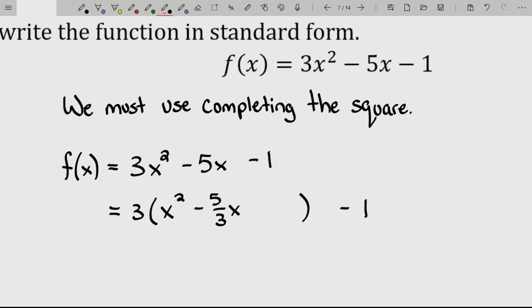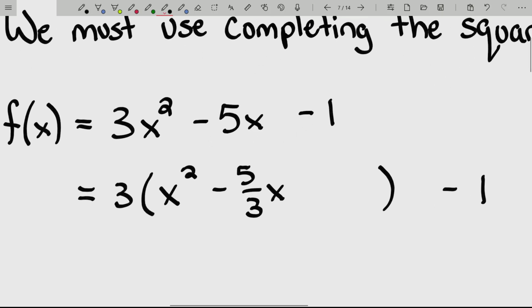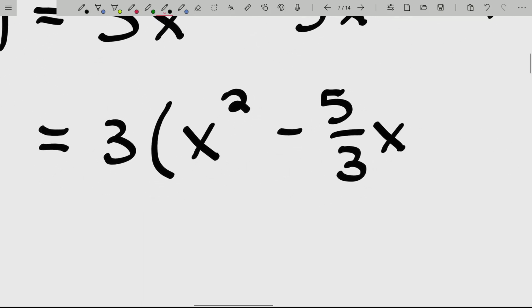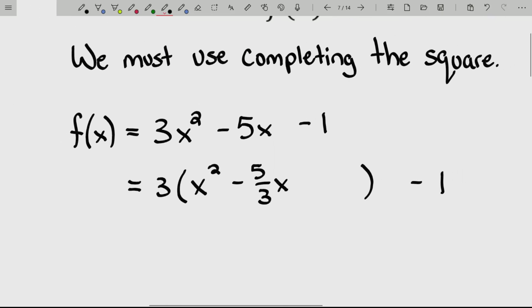It's the first two terms because you want to get all the stuff with x's into a parenthesis and keep all the stuff without x's outside the parenthesis. It is 3 that we're choosing to factor out because I need the lead coefficient of x squared to be 1. If you double check my mathematics there and distribute that 3 back through, you'll see that is actually 3x squared minus 5x. So it does work out.